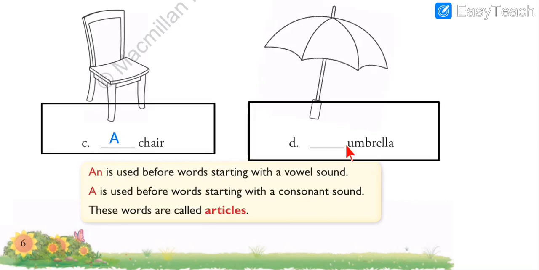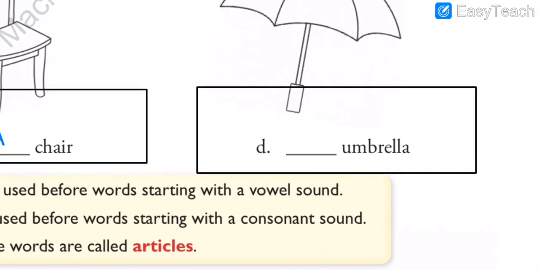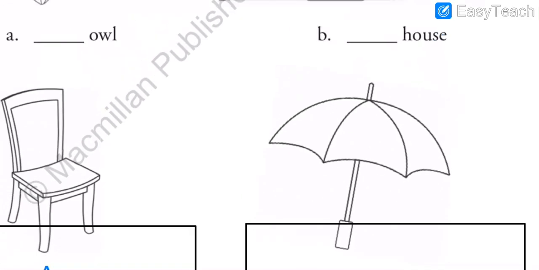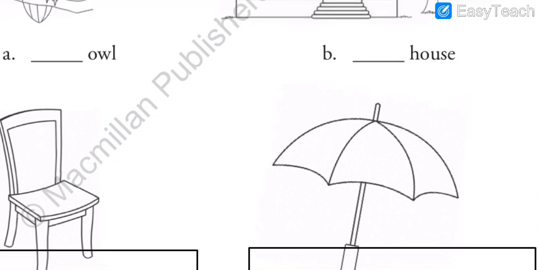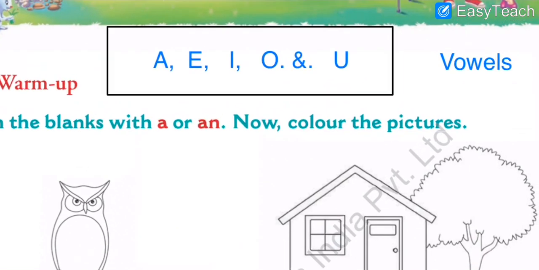Now students, what is written after the blank? The word umbrella is written. Now just look at this word carefully. The word umbrella starts with the alphabet U, right? The spelling of umbrella is U-M-B-R-E-L-L-A, so it starts with the alphabet U. You just have to check whether U is a vowel or not. So let us check in the list I have given you: A, E, I, O, U.